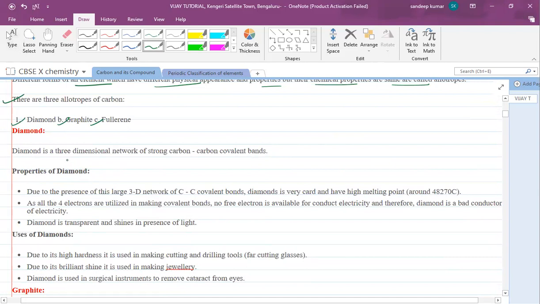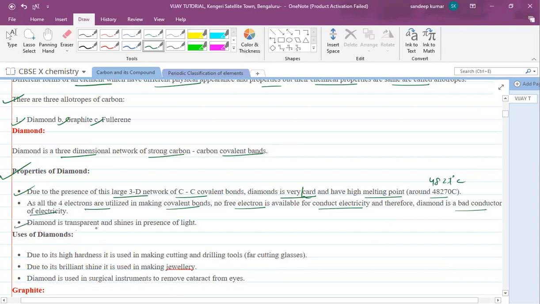Diamond is a three-dimensional network of strong carbon-carbon covalent bonds. Properties: due to the presence of a large three-dimensional network of carbon-carbon covalent bonds, diamond is very hard and has a high melting point, that is around 4827 degrees Celsius. As all the four electrons are utilized in making covalent bonds, no free electrons are available to conduct electricity. Therefore, diamond is a bad conductor of electricity.